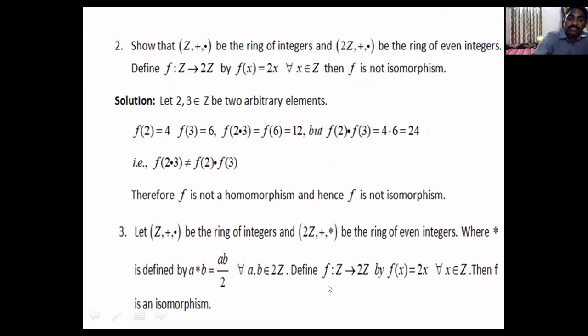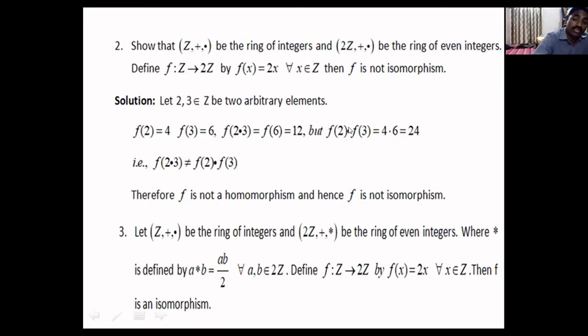Another example. Show that, with Z, plus, dot the ring of integers and 2Z, plus, dot the ring of even integers, if we define the mapping f from Z to 2Z by f of x equal to 2x for all x belonging to Z, then f is not an isomorphism.